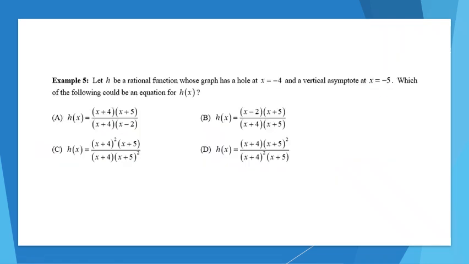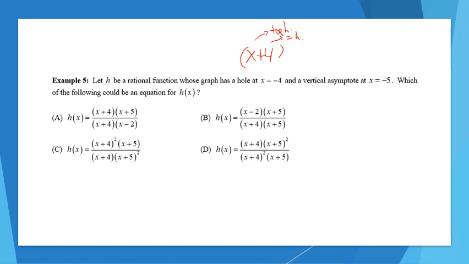All right. Example 5. Now we're just getting into a few practice questions of what you could see on a potential test or a quiz. Let h be a rational function whose graph has a hole at x equals negative 4 and a vertical asymptote at x equals negative 5. So this means we want the linear factor of x plus 4 to be either top-heavy or equally heavy. So let's see where that's the case.